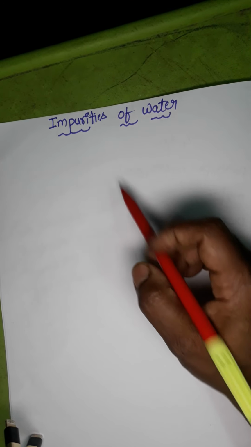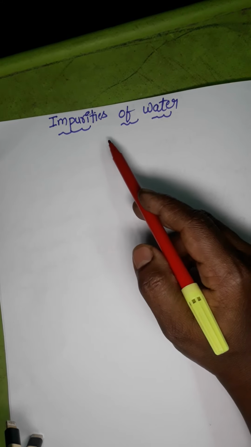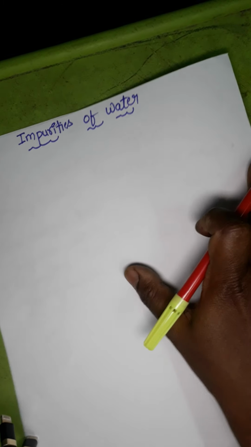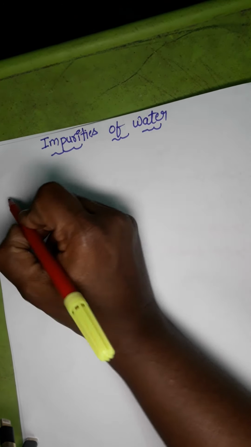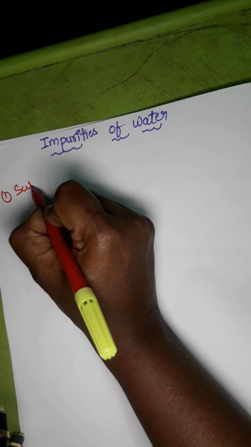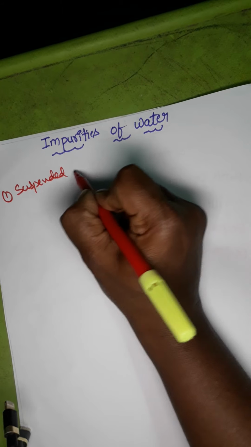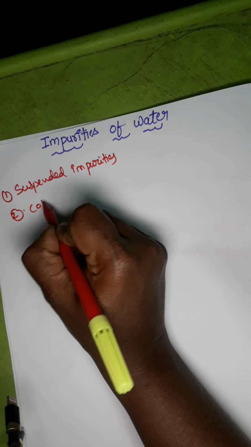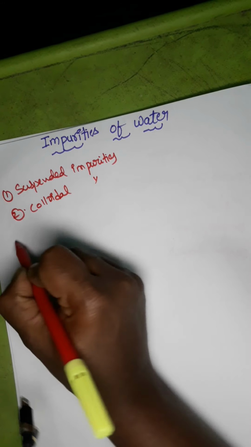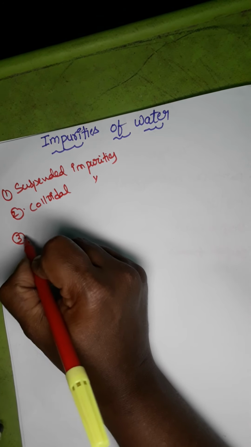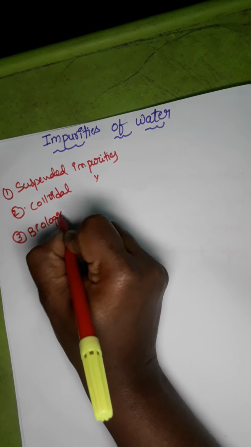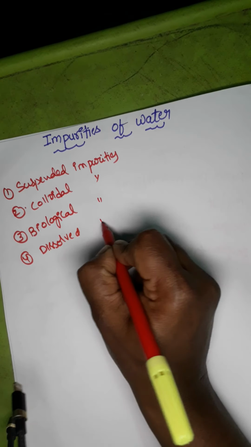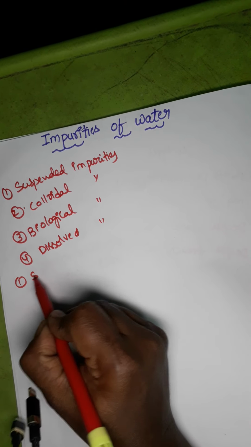Welcome to Engineering Chemistry. Today we are discussing the topic impurities of water. Natural water is not pure, but it dissolves various impurities. The various impurities present in the water are mainly suspended impurities, the second one is colloidal impurities, the third one is biological impurities, and the fourth one is dissolved impurities. First one is the suspended impurities.